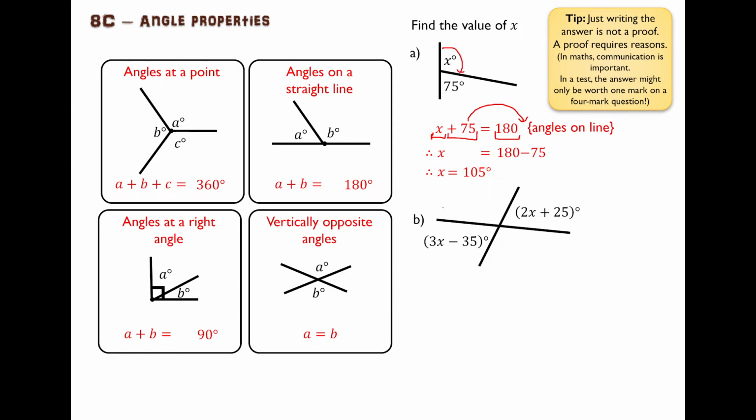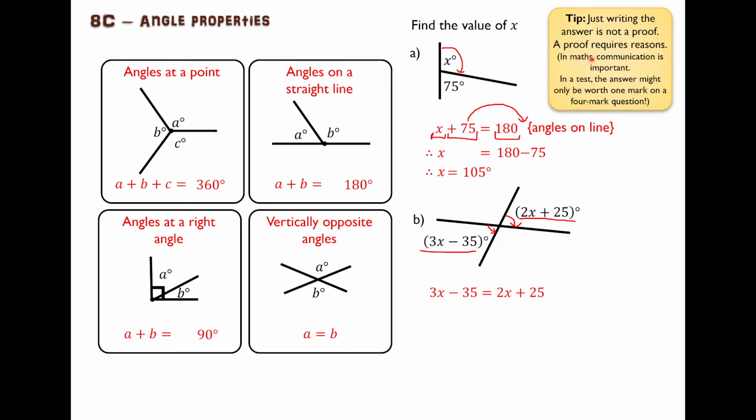All right, next one. I've got two angles here. One of them is this angle here, and the other one is this angle here. Which of these four situations do we have? We have vertically opposite angles. So these two things are equal. This equals that. And again, we need to give a reason. Just writing the answer is not a proof.